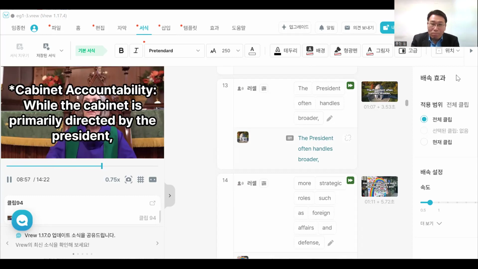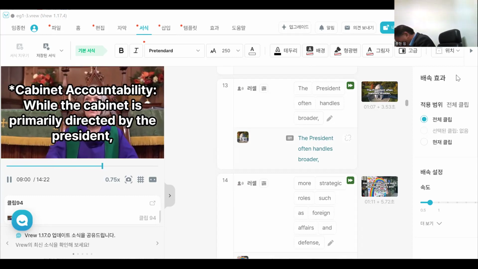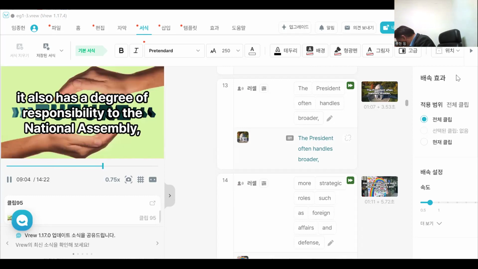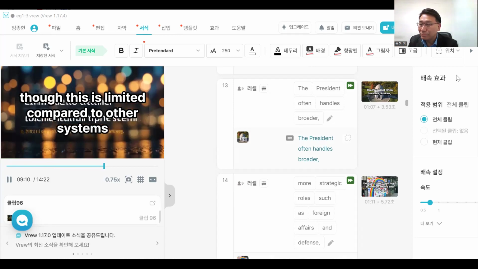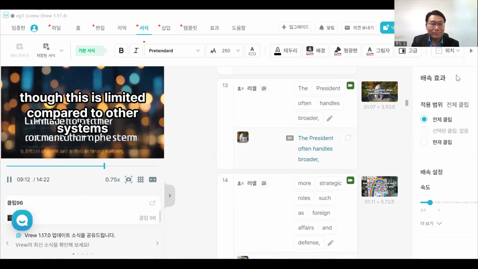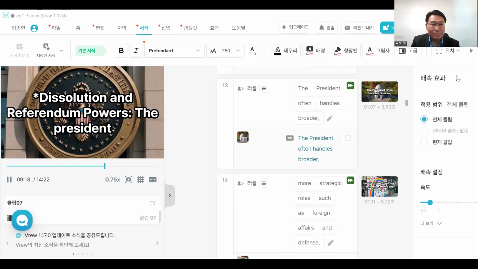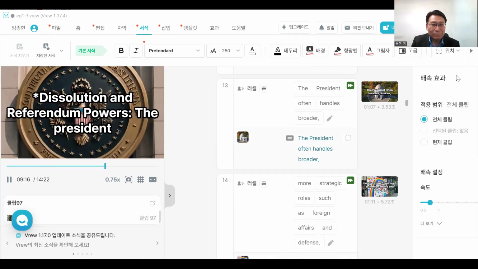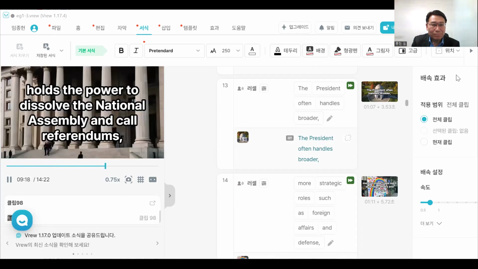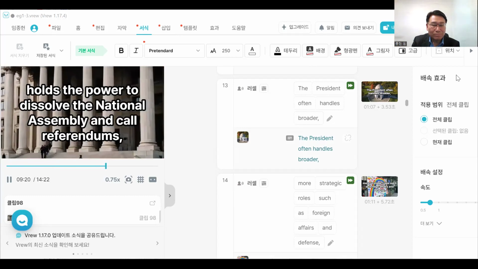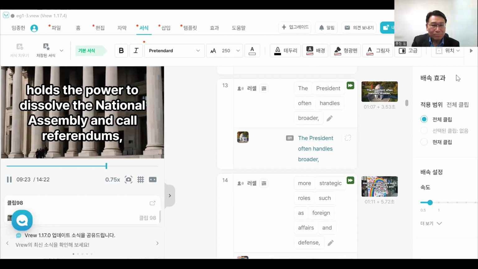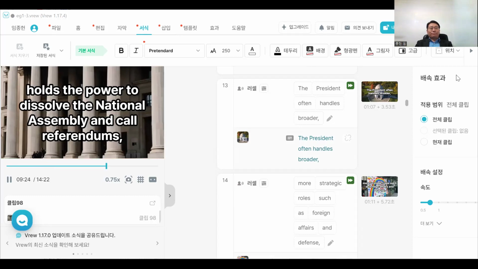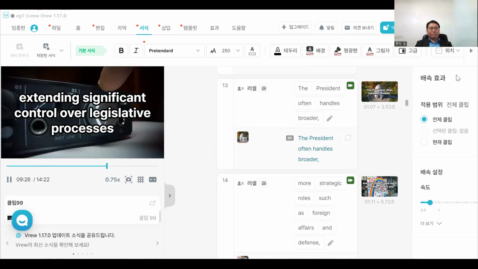Cabinet accountability. While the Cabinet is primarily directed by the President, it also has a degree of responsibility to the National Assembly, though this is limited compared to other systems. Dissolution and referendum powers. The President holds the power to dissolve the National Assembly and call referendums, extending significant control over legislative processes.